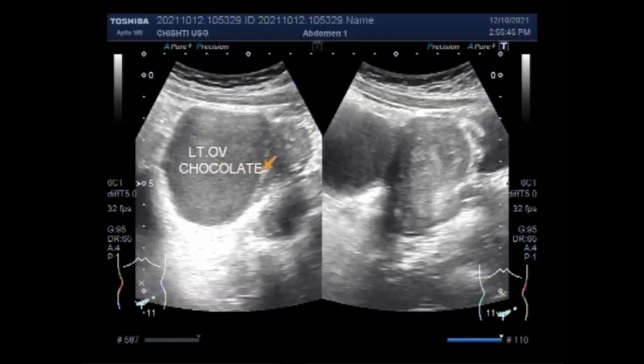If ovulation occurs less often or if the eggs are less healthy, the chances of pregnancy decrease. It is important to remember that endometriomas do not inevitably cause infertility. Some women with advanced endometriosis and chocolate cyst easily get pregnant.